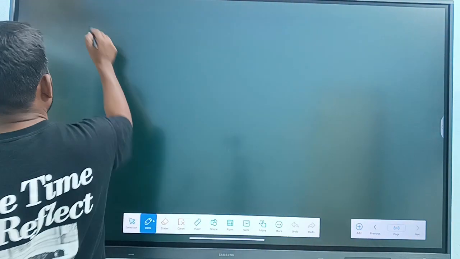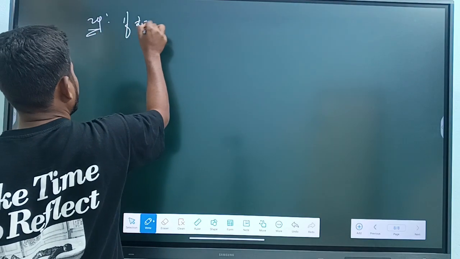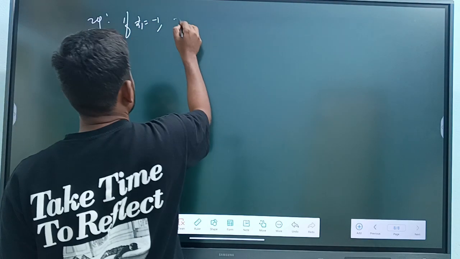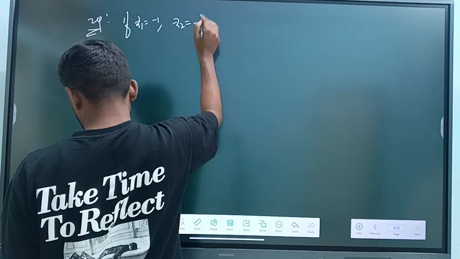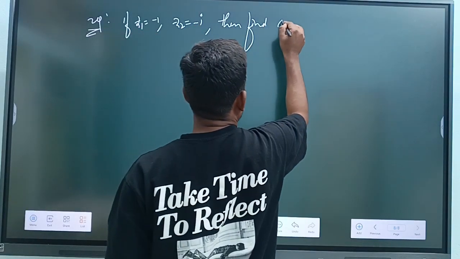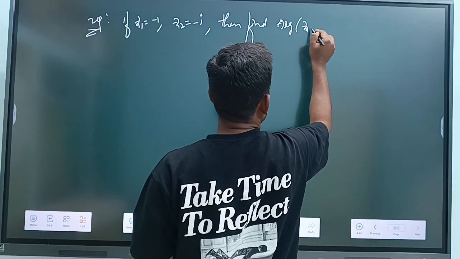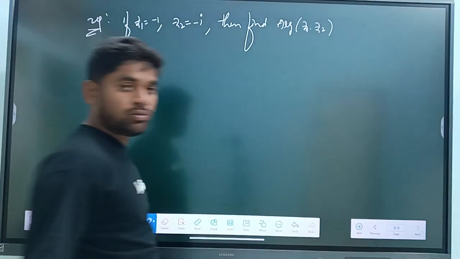Right. Second question, if z1 equal to minus 1, z2 equal to minus iota, then find argument of z1 dot z2. This is what is given.